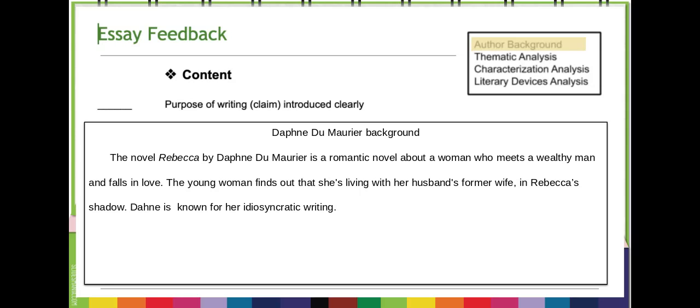Next, we have the novel Rebecca by Daphne du Maurier is a romantic novel about a woman who meets a wealthy man and falls in love. The young woman finds out that she's living with her husband's former wife, in Rebecca's shadow. Daphne is known for her idiosyncratic writing. Again, this is not good. It's giving a summary of the book. We're not looking for a summary of the book, much less are we fully focusing on the book in this specific essay. We're more focusing on how the author's life affected her writing.